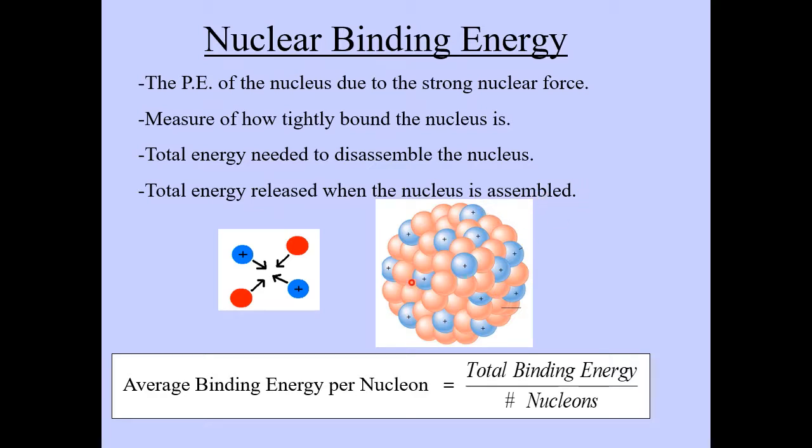So this is the total nuclear binding energy here. If we divide that by the number of nucleons, in other words, if we count up all the protons and neutrons in here and divide the total binding energy by the number of nucleons, then we get the average binding energy per nucleon. And this is something that we're going to plot in the next slide.